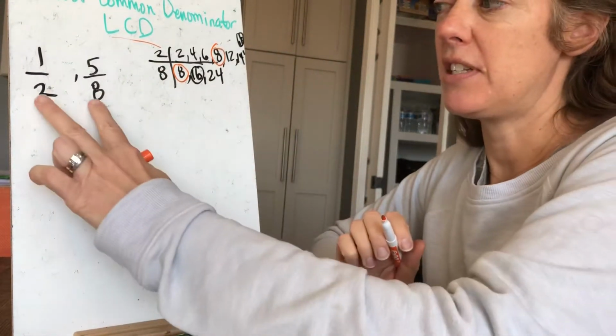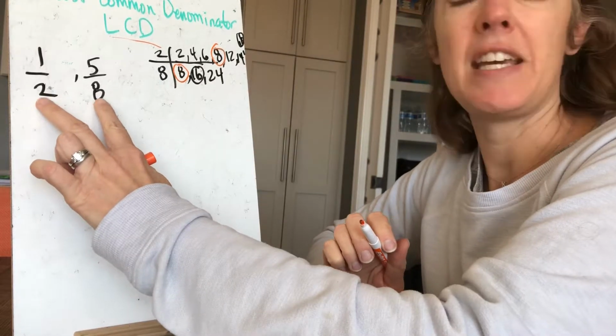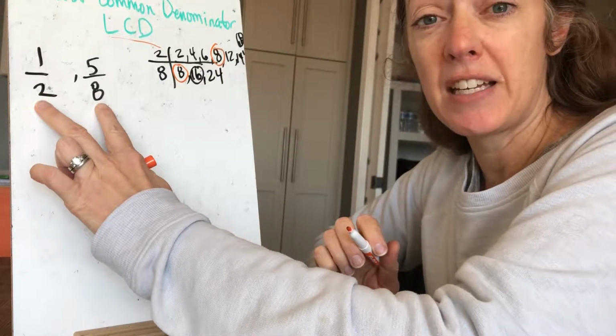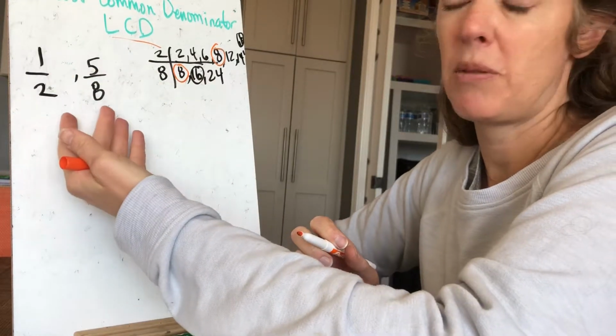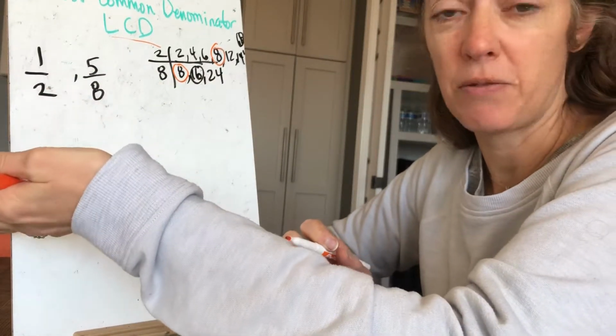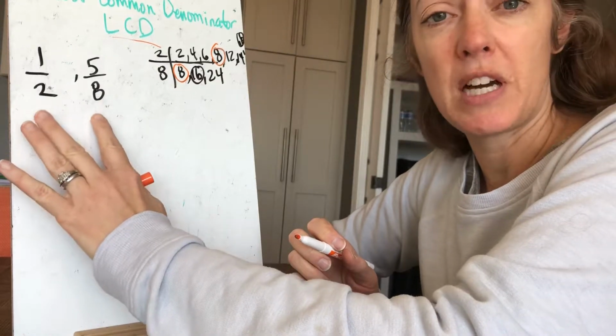So we're going to put these fractions both into eighths. Then we can compare them, look at them, and know that they're both in common denominators, so then we could add them or subtract them if we needed to. But for today, we're just going to put them into common denominators.